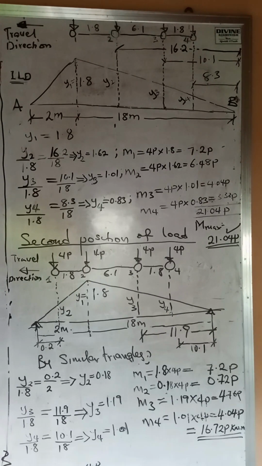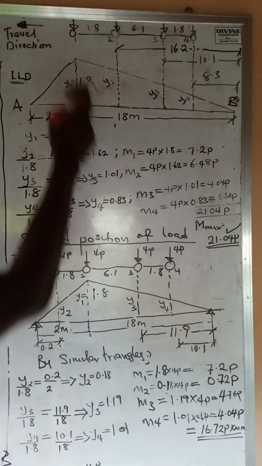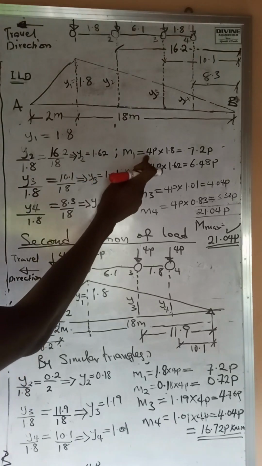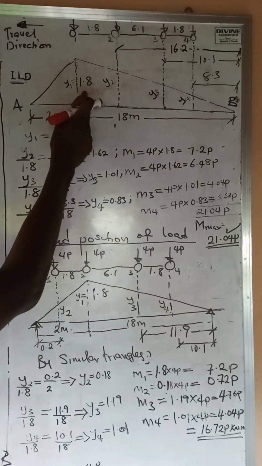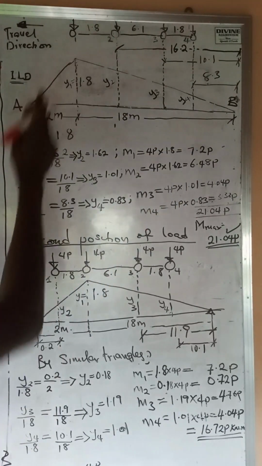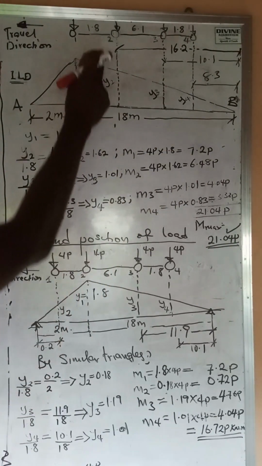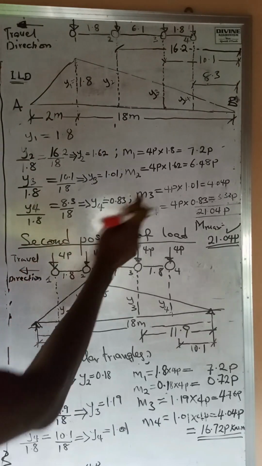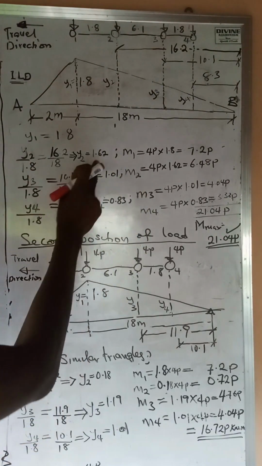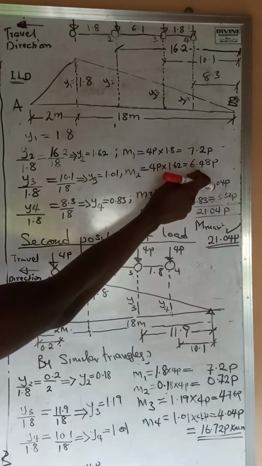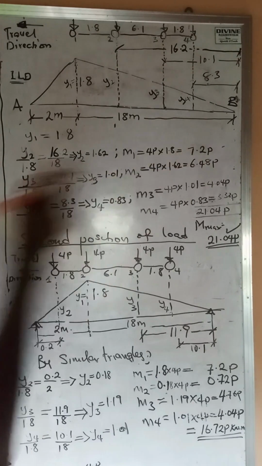Of course, the moment due to axle 1, remember the loads are here 4p, 4p, 4p, 4p. It becomes 4p times the ordinate of axle 1, which gives us 7.2p. Moment 2 becomes moment due to axle 2, the ordinate at axle 2, which is y2. We have it as 1.62. So it becomes 4p times 1.62, which gives us 6.48p.